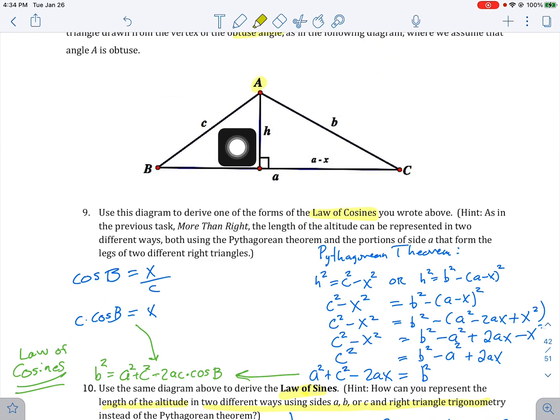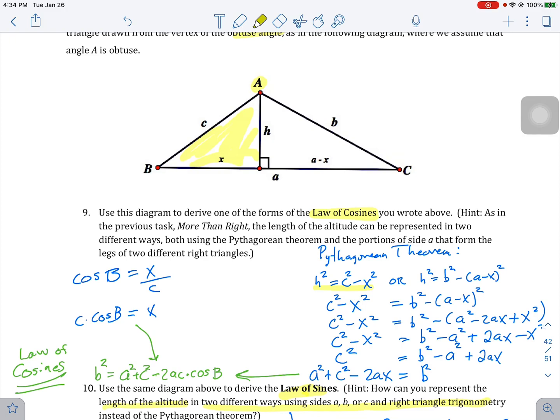And you notice angles B, A, and C, opposite sides b, a, and c. You have an altitude at H, and the distance here is x, so this must be a minus x. So for the law of cosines, I'm going to start with the Pythagorean theorem. So I've got two different triangles. The first triangle is right here, and I can express this as h squared equals c squared minus x squared.